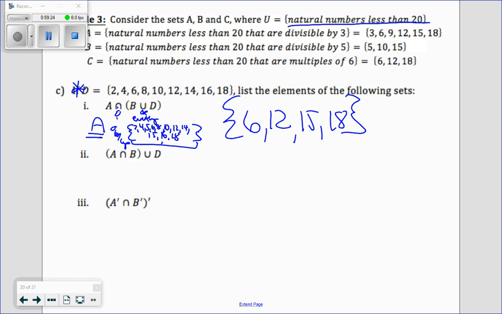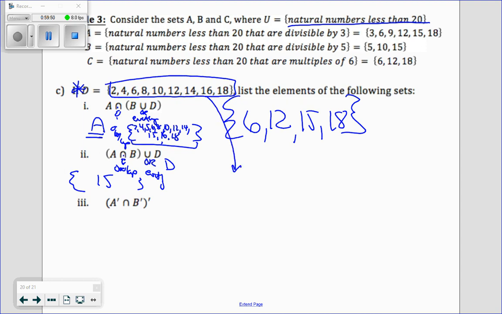Okay, so start with the brackets. So this means A and B. So what is overlapping between A and B? 15. So 15 or D. So all we have to do is write out D and then insert what number into it? 15. So you write out all the D, you put in 15, right? Do you understand? I'm just tired of writing. So you would write 2, 4, 6, 8, 10, 12, 14, 15, 16, 18.